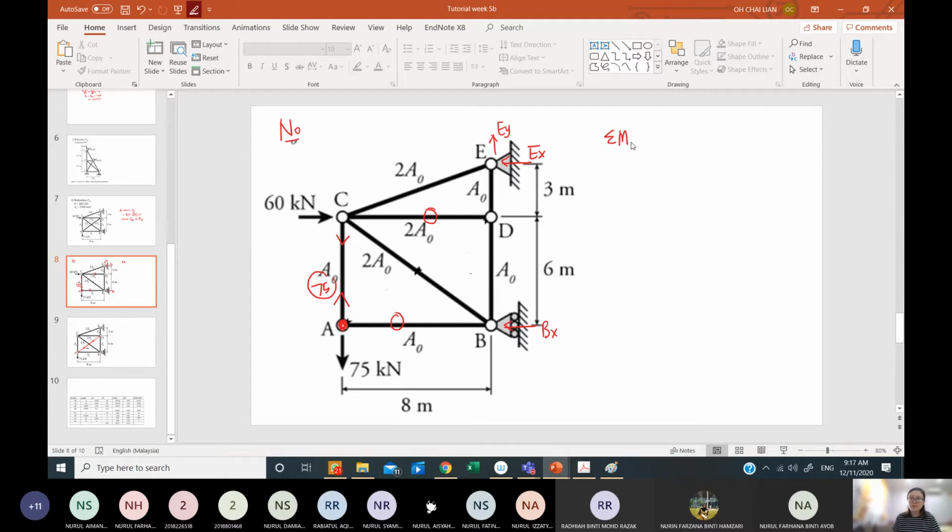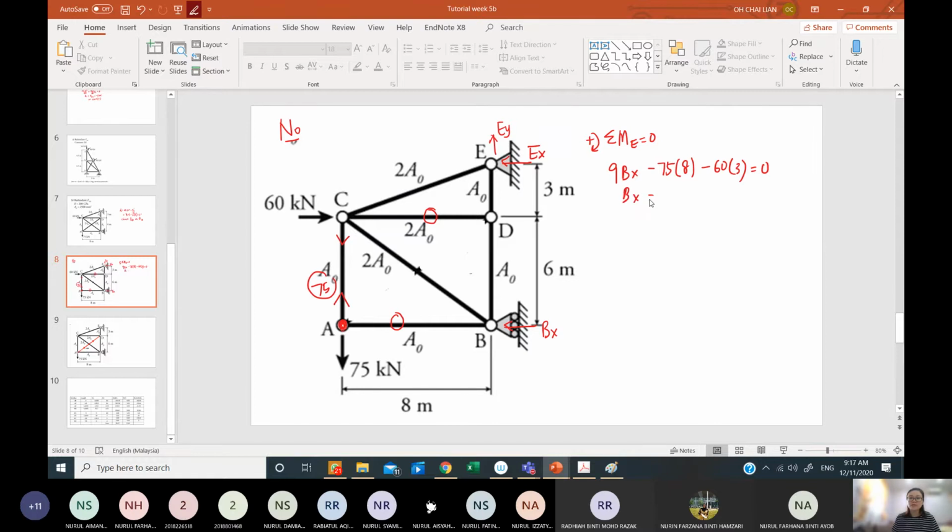Let's say summation of moment at E equals 0. So I have 9 Bx, I have 75 with the distance 4, and I have 60 with the distance 3, equal to 0. I recheck back: I have 9 Bx, 75 with 4, and 60 with 3. Okay, 75 and 60 are negative, and this is positive.